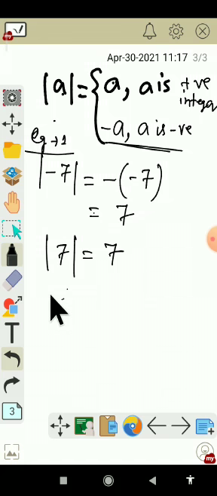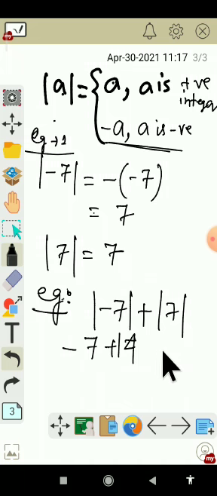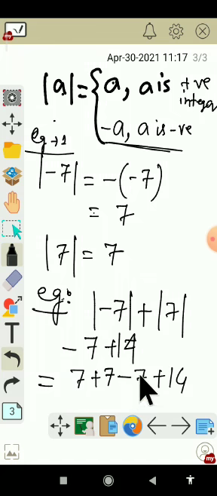A question may also be like this: mod of -7 plus mod of 7 and mod of -7 plus mod of 14 will be what? This will be 7 plus 7, and 7 plus 14. 7 cancel, 21 will be the answer.